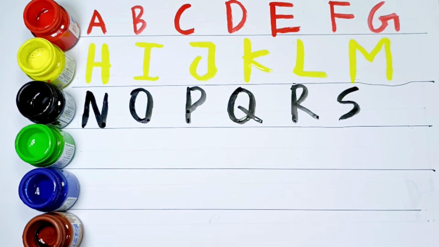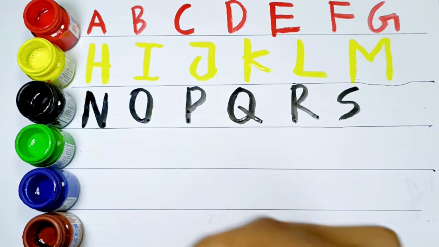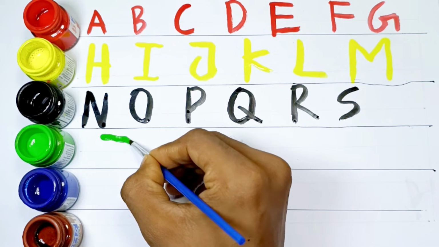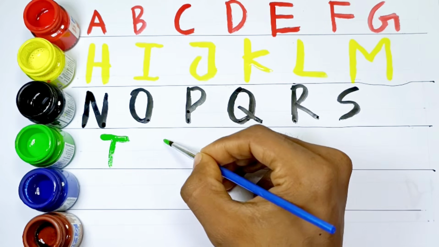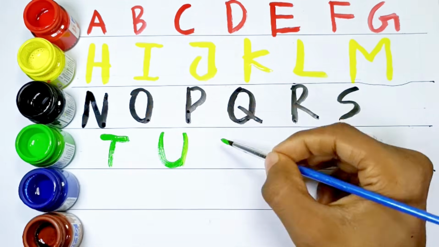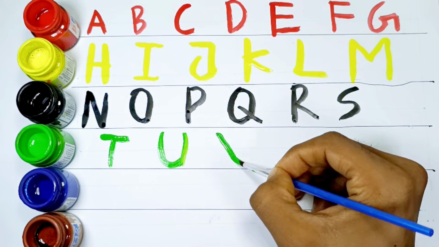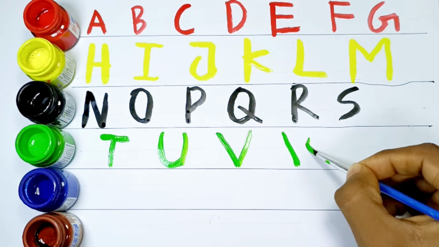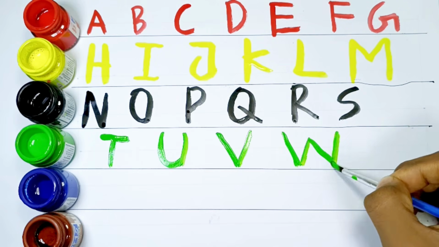S for sun. Kids, now you draw T, the alphabets of T, and use green color. T for teacher. U for umbrella. V for van. W for whale.